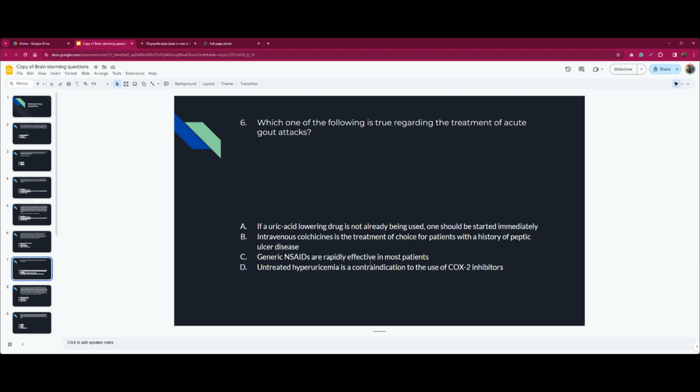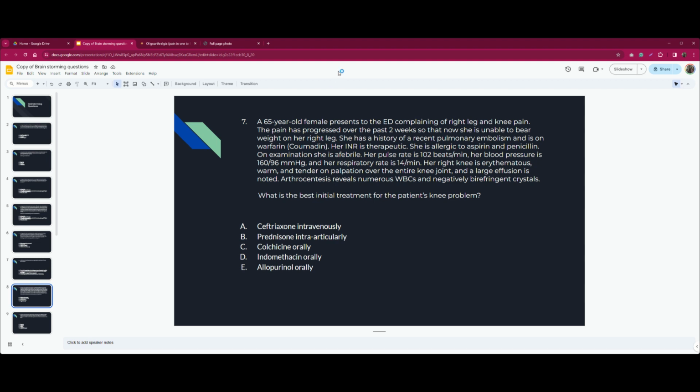Generic NSAIDs are rapidly effective in most patients. Untreated hyperuricemia is a contraindication for the use of COX-2 inhibitors. And then we're going to go to question number 7.